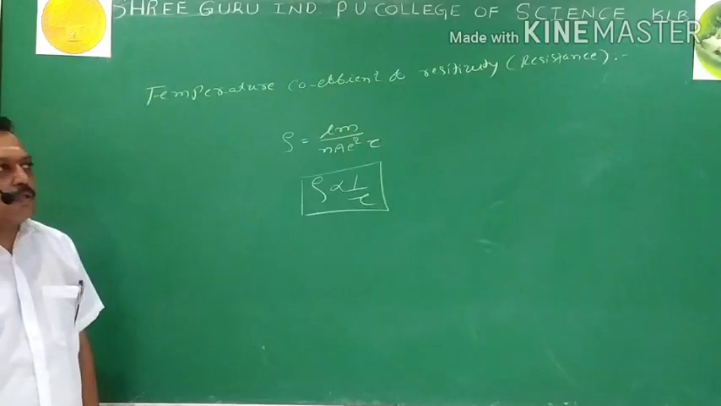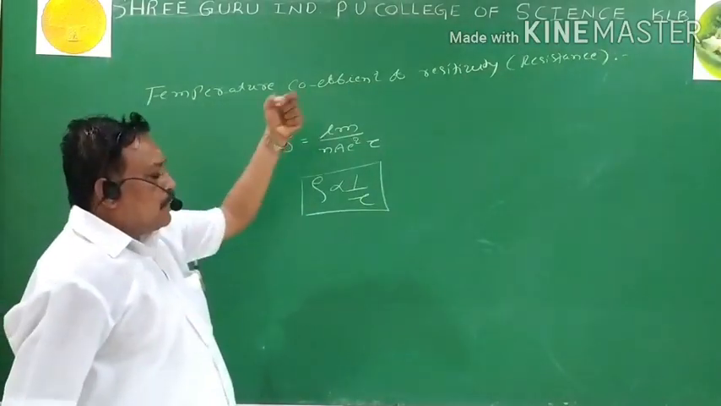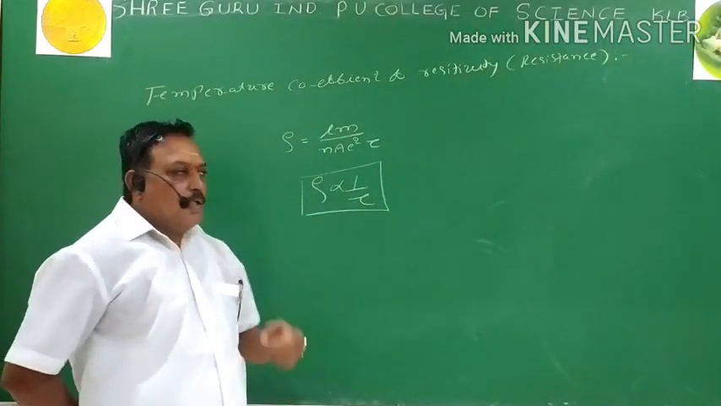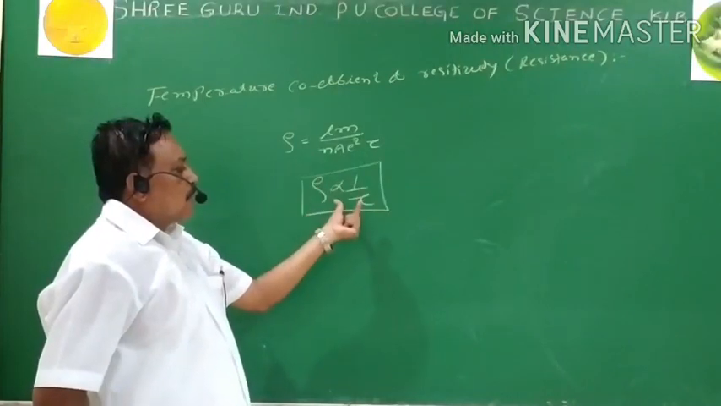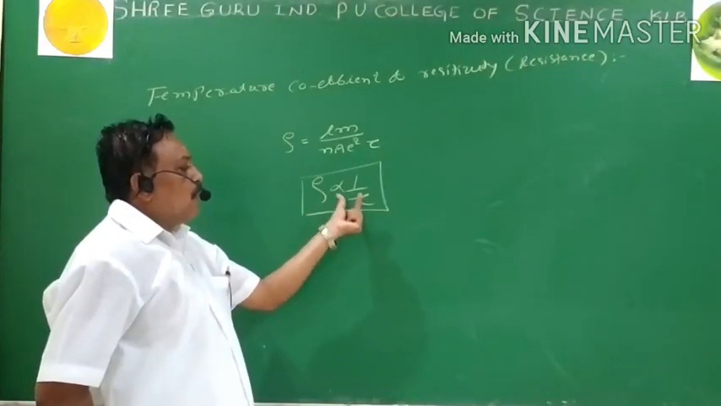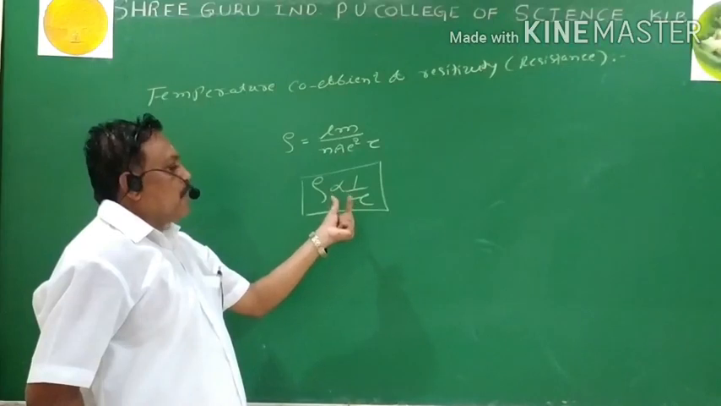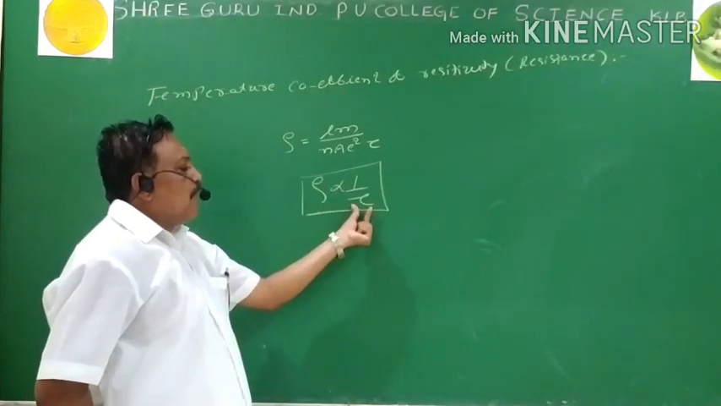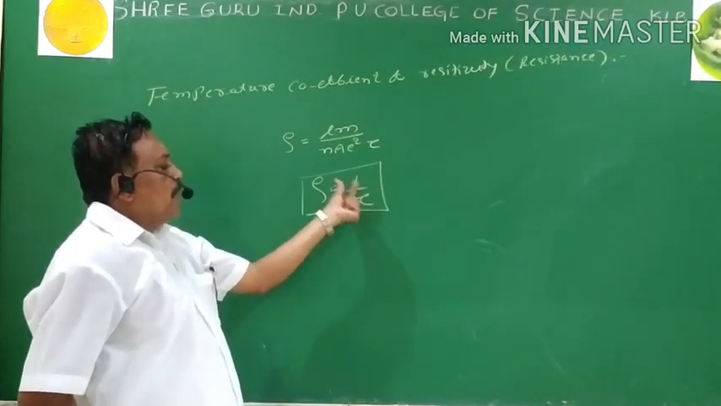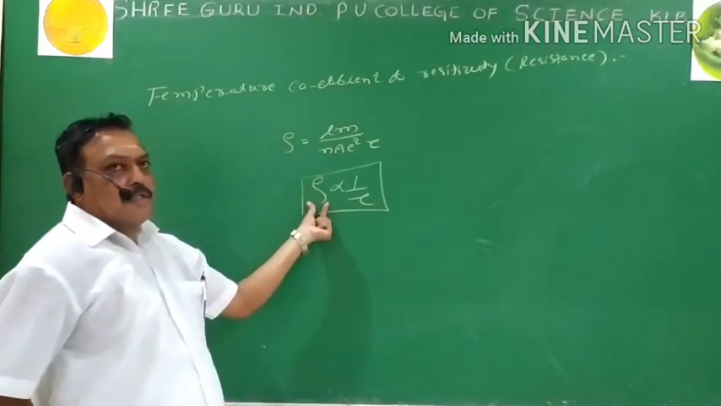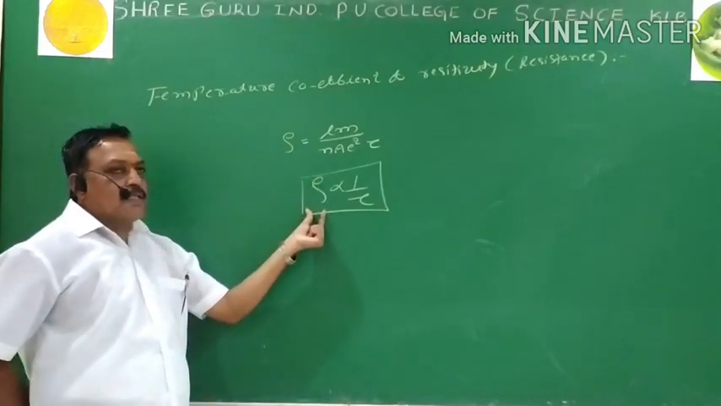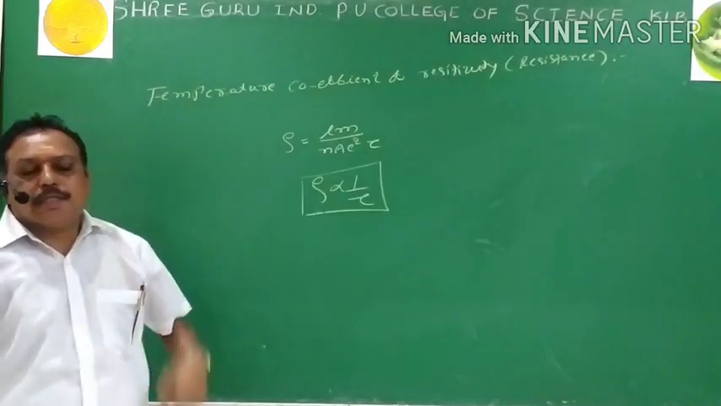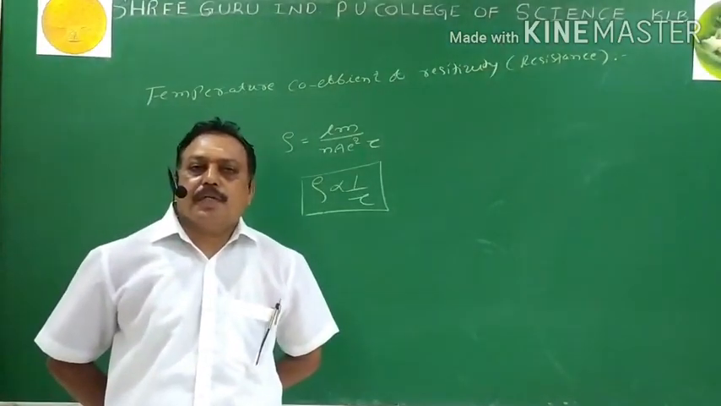Are you getting the point? Due to the increase in temperature, electrons collide frequently. Due to that frequent collision, with the rise in temperature, relaxation time decreases. As the relaxation time decreases, resistivity increases. As the resistivity increases, naturally conductivity decreases, because conductivity is the reciprocal of resistivity.